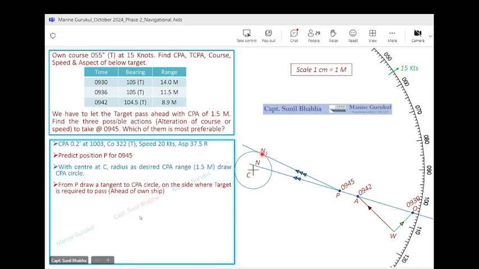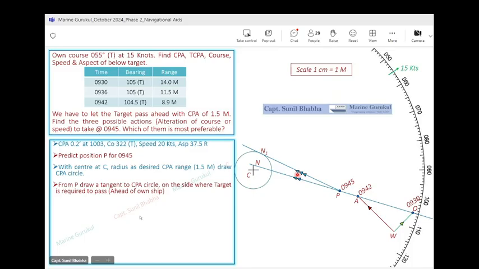So you can see November 1 or N1 should be our new CPA point. If the target line of approach becomes Papa November 1, PN1, then you will see the CPA would be Charlie November 1, which is the radius of the circle, taken as 1.5 miles. So to have a CPA of 1.5 miles, the target should move on a relative line of approach PN1, Papa November 1. So this is the new line of approach which is desired. We have shown this using 3 arrows.